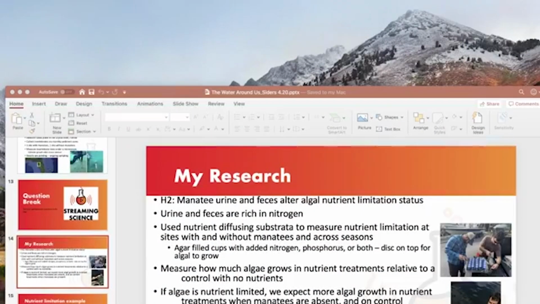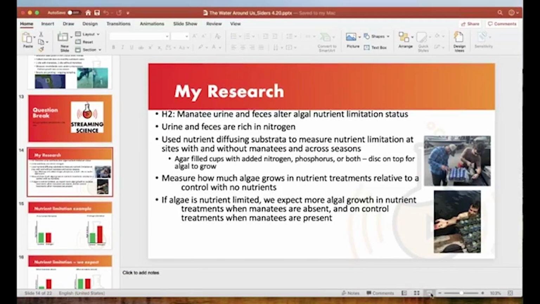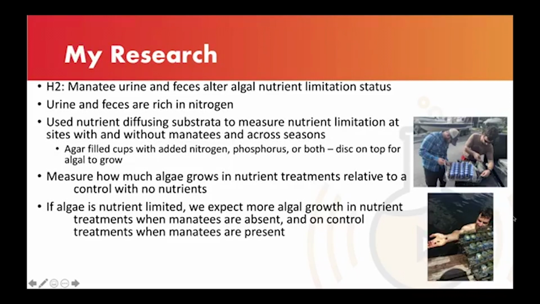So we'll move on to the next slide, talking a little bit more about my research, going into hypothesis 2, that manatee urine and feces alters algal nutrient limitation status. As I had previously mentioned, urine and feces are really rich in nitrogen. And so when we have a lot of manatees congregating and a lot of manatee feces and urine in the system, we want to see how that affects algae, since algae are going to be the ones directly using these nitrogen sources.